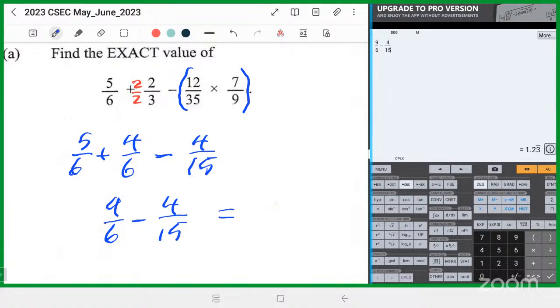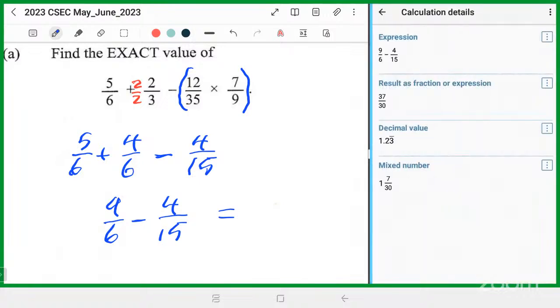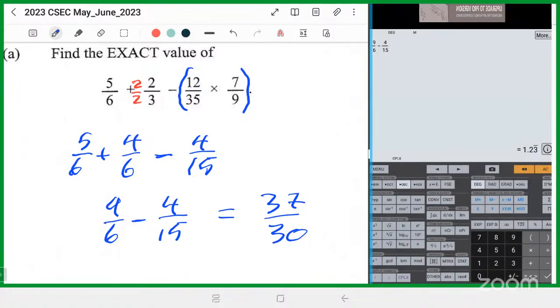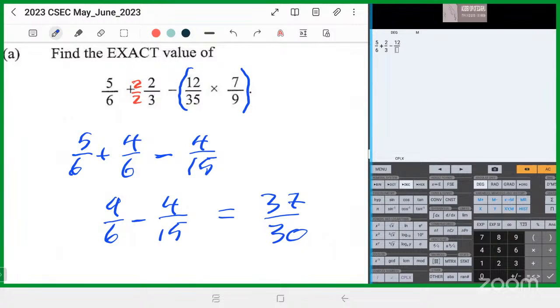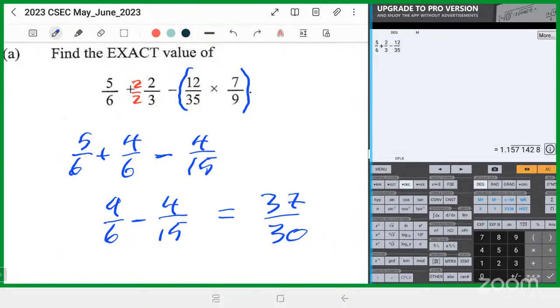And that took me to 1.23 repeated. I'm getting 37 over 30. I'm just going to double check and make sure. Just to make sure, I'm going to take the time and put this in the calculator. So it's 5 over 6 plus 2/3 minus, that's 12 over 35 times 7 over 9. Same thing, so we're good to go with that one.